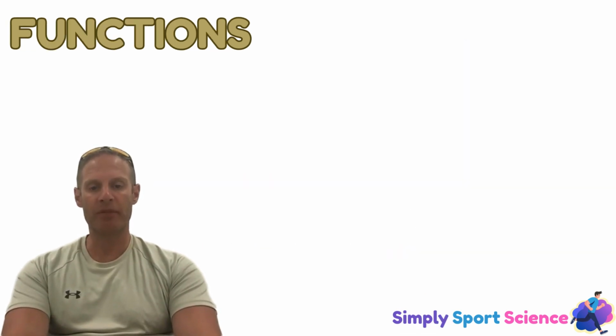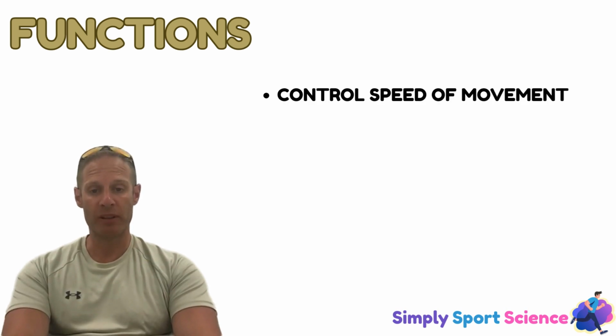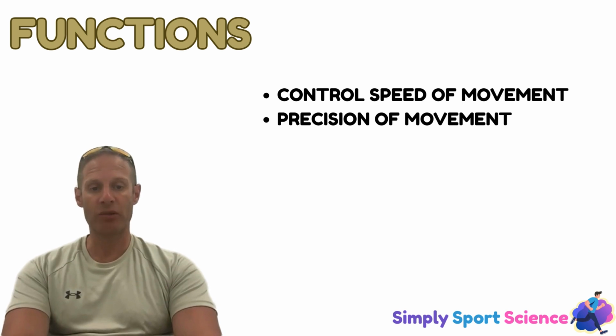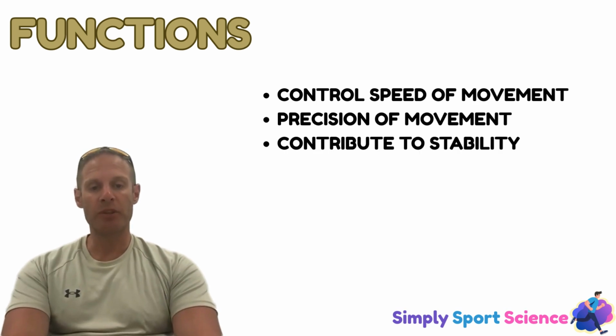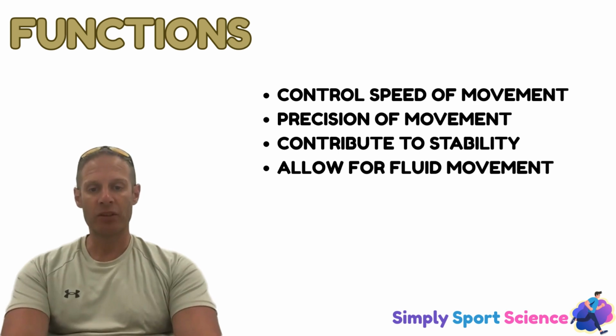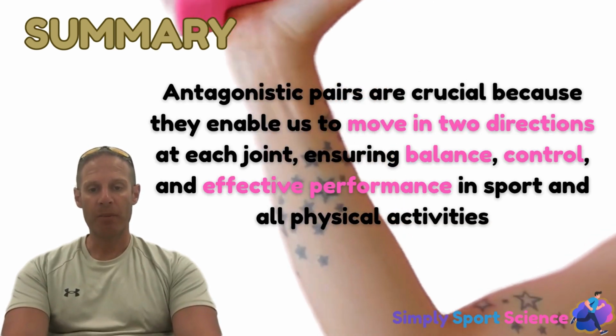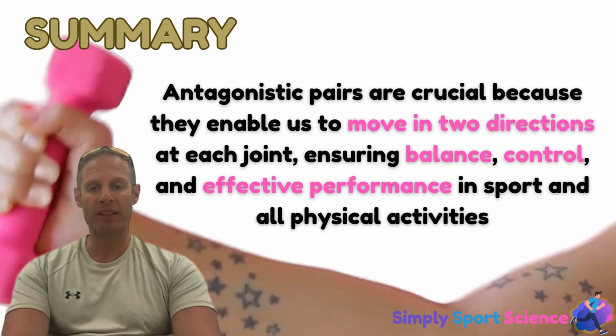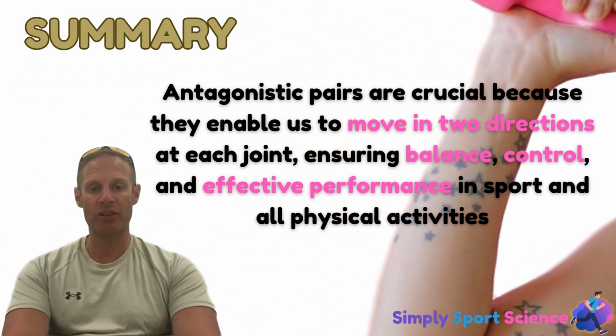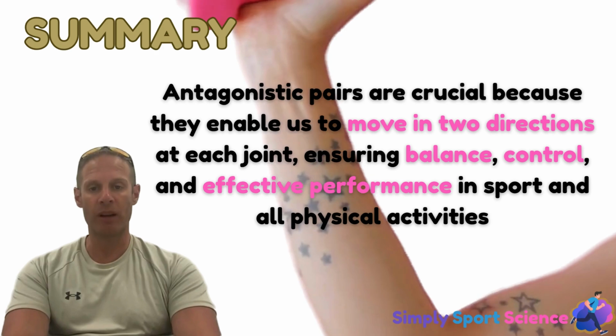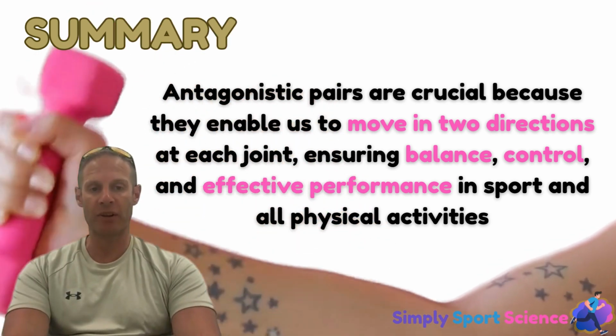Their importance stems from several key functions. They control the speed of movement. They allow for precision, which is crucial in actions like a basketball shot. They contribute to stability around joints, helping to reduce the risk of injury. And they ensure fluid movement, preventing jerky or uncontrolled action, important to sports performance. To summarize, antagonistic pairs are critical because they enable us to move in two directions at each joint, ensuring balance, control, and effective performance in sport and physical activity.